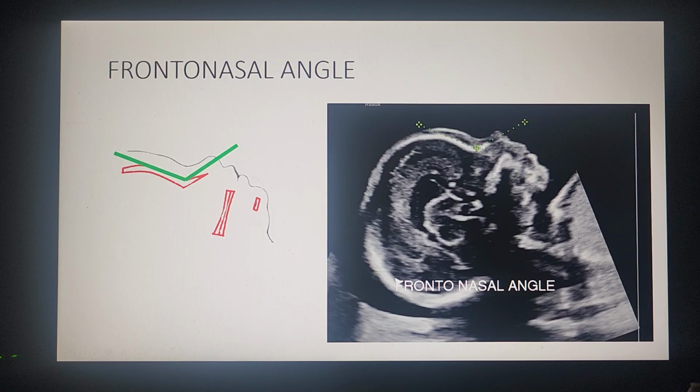Now this angle should not be more than 145 degrees. Normally it's somewhere between 110 to 140, and that's the normal frontonasal angle, and that shows a normal morphology of the face, especially the midfacial morphology, which is assessed by this frontonasal angle.